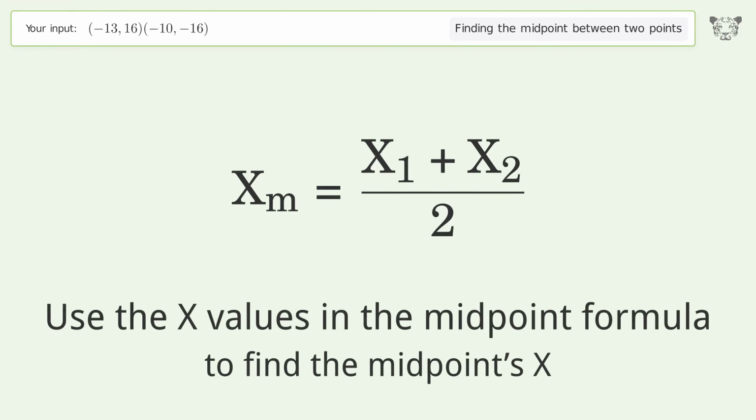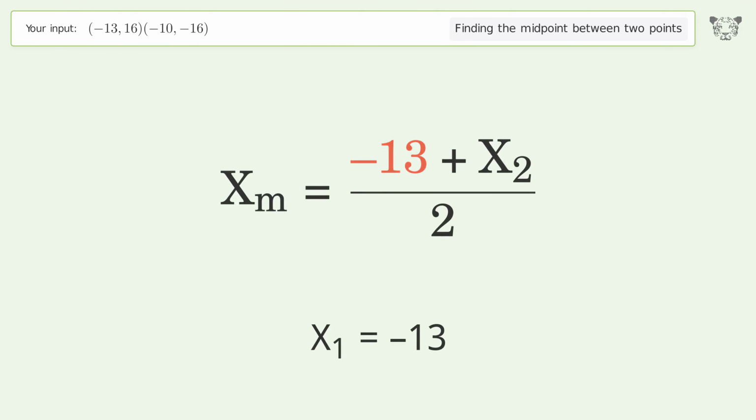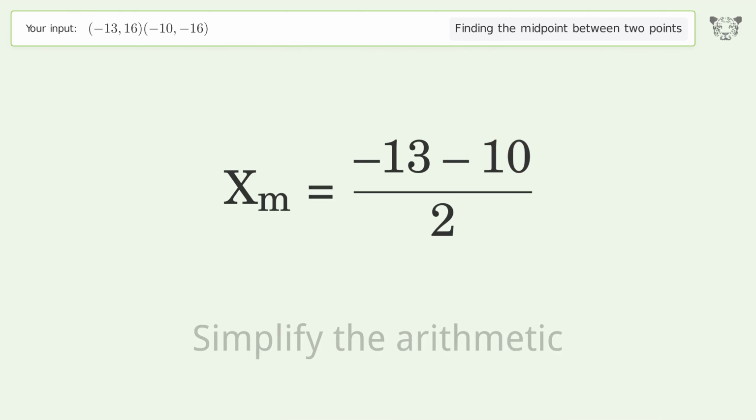Use the x values in the midpoint formula to find the midpoint's x. x1 equals negative 13. x2 equals negative 10. Simplify the arithmetic.